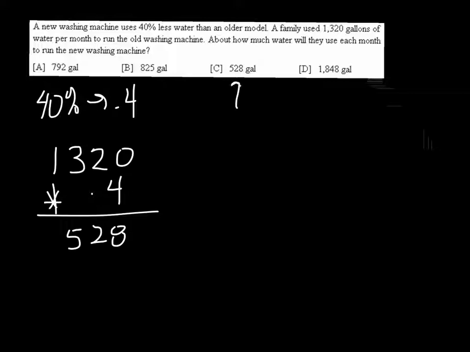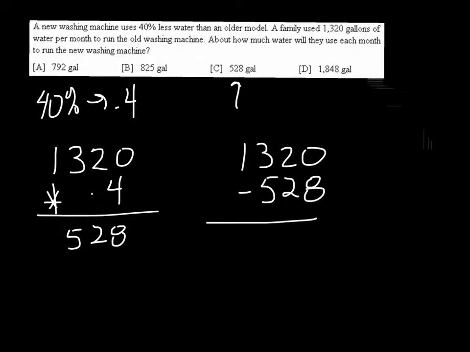Now you'll notice that this is an answer, but it's not your actual correct answer, because they want to know how much water they will save when they run the new washer. So what we're going to end up having to do is take our 1320 and subtract 528, and that's going to give us a total of 792 gallons that they're going to save. So just be careful as you go through this. Not always is the answer the first one that you get.